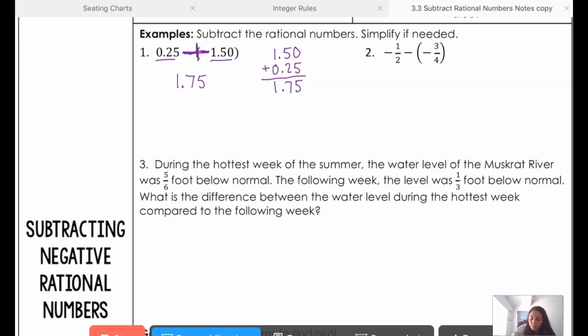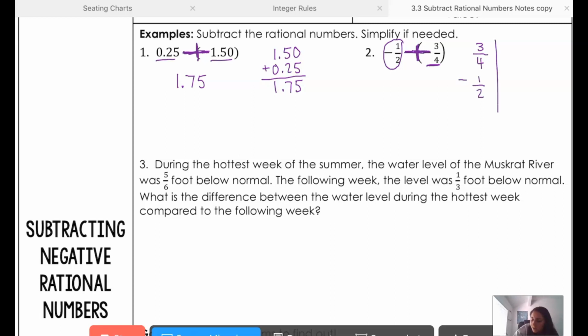On number 2, we have negative 1/2 minus negative 3/4. So again, we are subtracting a negative, so we need to make it one big positive. You're basically taking the opposite of negative 3/4, which is positive 3/4. Now we have a negative 1/2 and a positive 3/4. So our signs are different, so we're going to subtract. We have 3/4 minus 1/2.